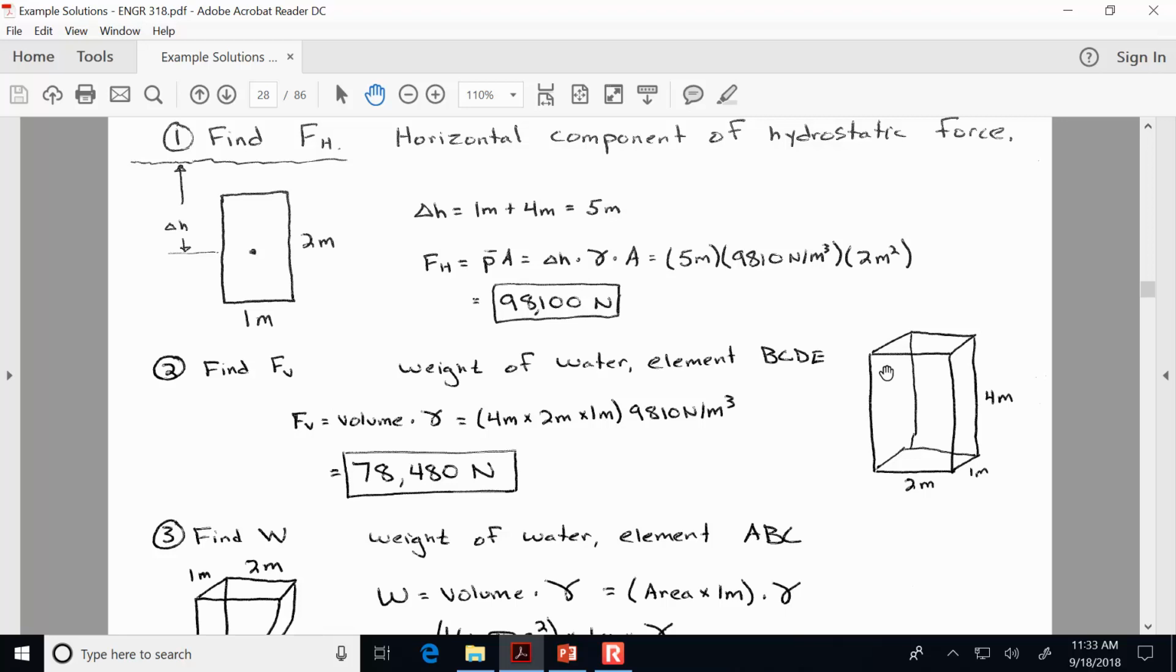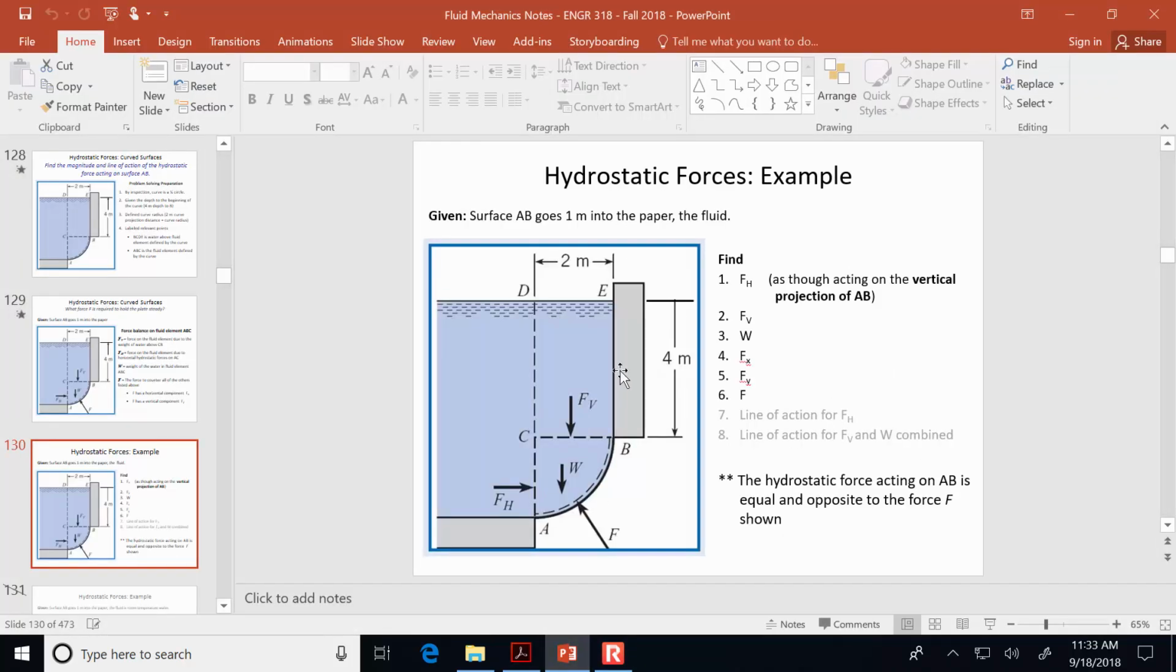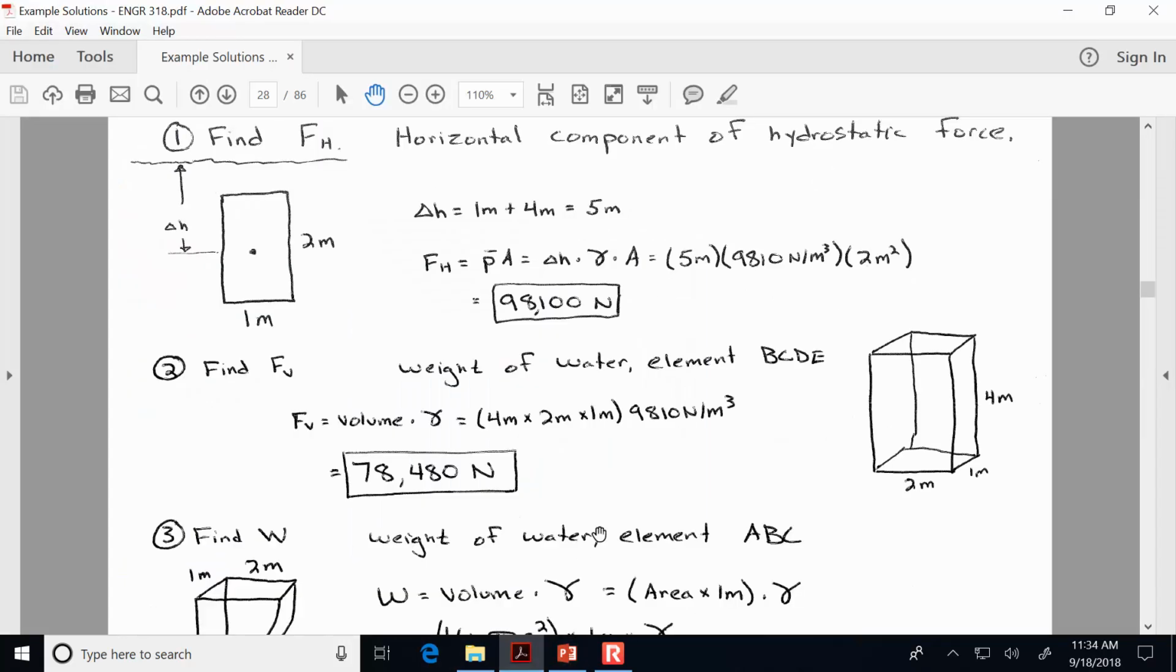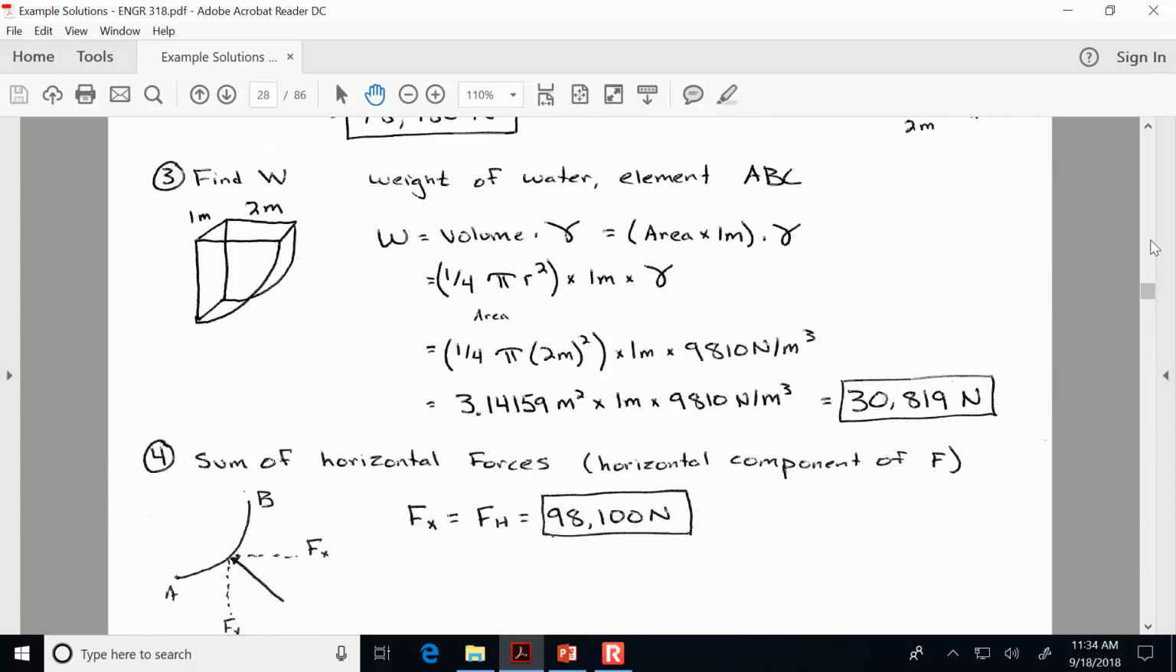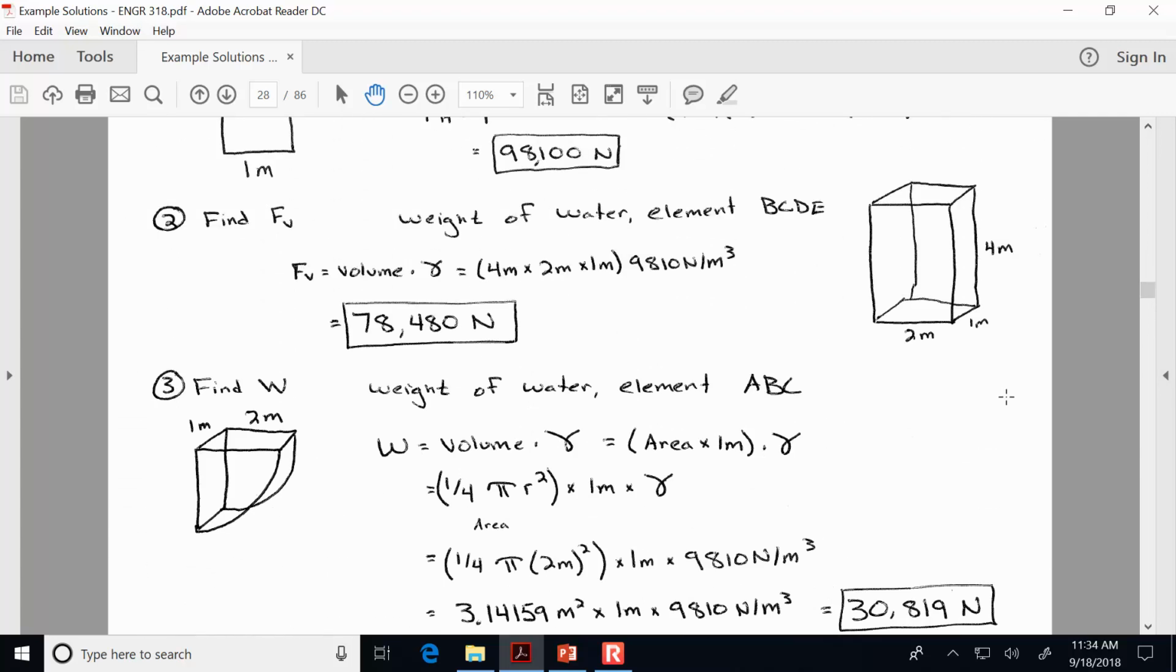Okay, now the vertical force, F sub V, that it was talking about here, that's referring to that box above the quarter circle, and we want to know the volume and therefore the weight of the water that causes that vertical force. And so it's 2 by 1 by 4. The weight of the water there, 78,480 newtons.